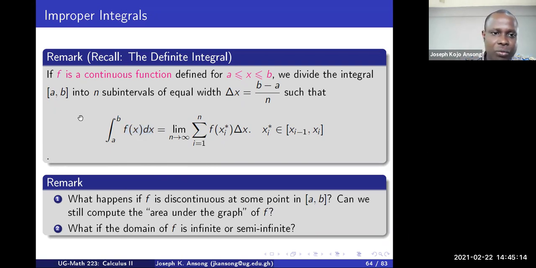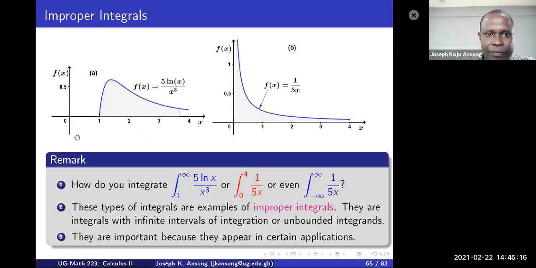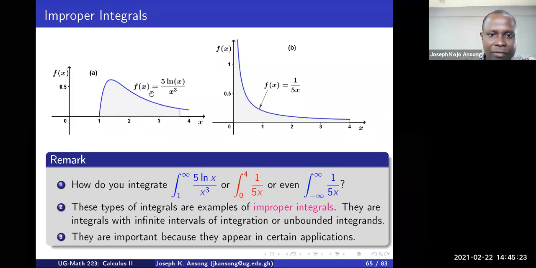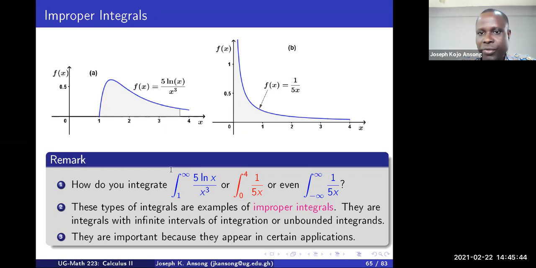So these diagrams illustrate what I mean. In A, I have a function f of x, which I sketched here: 5 ln x all over x cubed is something like this. Here, the limit is from 1, but this is going to infinity. We are not stopping at any point. So the question is, if I want to integrate this function from 1 to infinity, can I do that? And how do I do that?